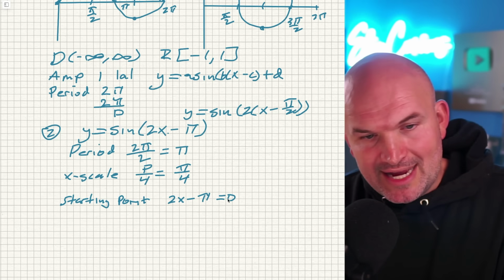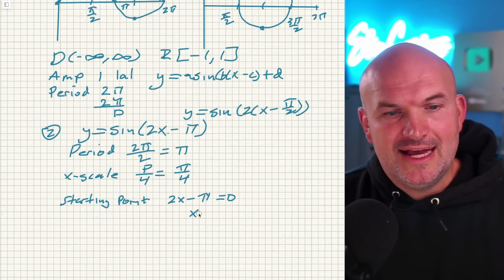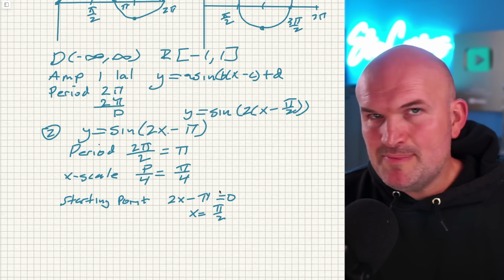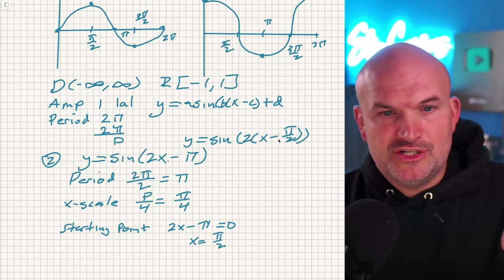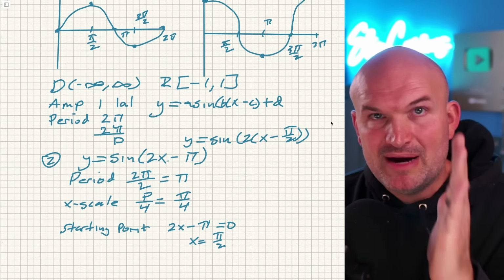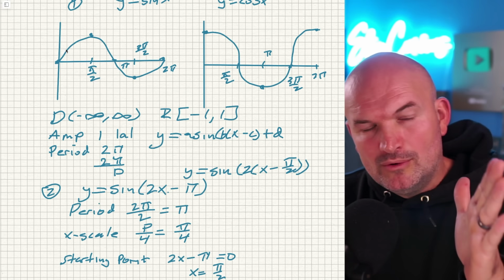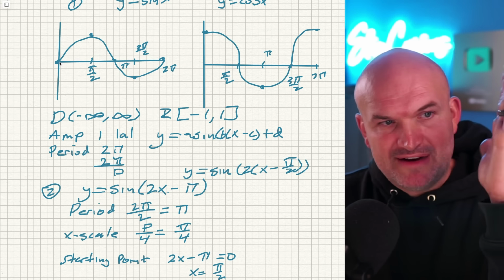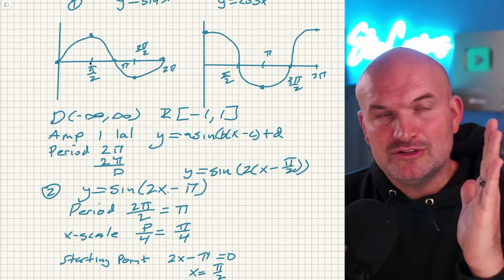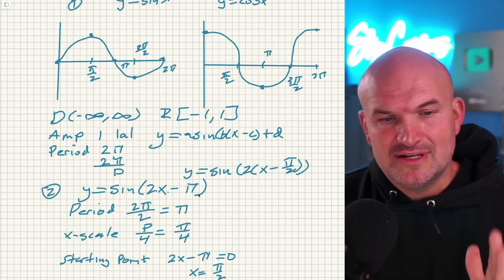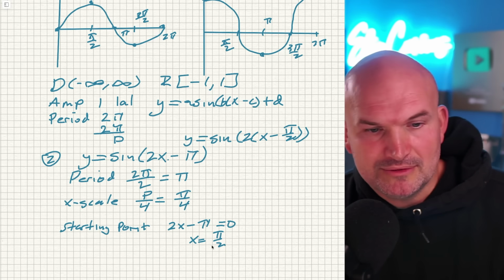So I'll add a pi to the other side, divide by 2, and x equals pi halves, which makes complete sense, right? We know from understanding transformations that this graph is being shifted pi halves to the right. I know that the initial period of my sine graph starts at 0, right? So if I'm shifting it pi halves to the right, I can see my new starting point is going to be at pi halves. And that's exactly what that tells us as well.